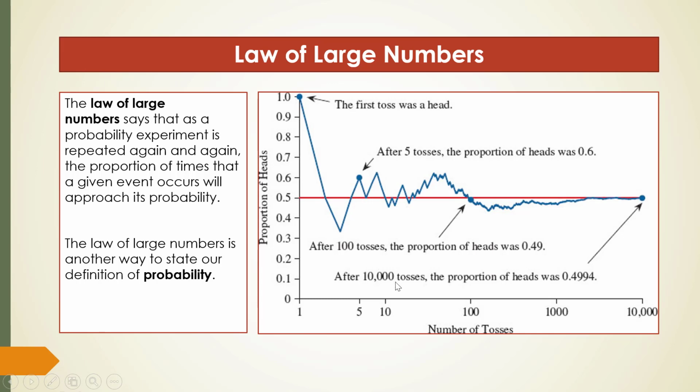And after 10,000 tosses, the proportion of heads was 0.4994, which is approximately 0.50. So we see that when the number of tosses increases, the probability of getting heads approaches 0.5. And 0.5 is the theoretical probability of getting heads when we have only 2 possible outcomes, heads and tails. It's just like winning and losing.